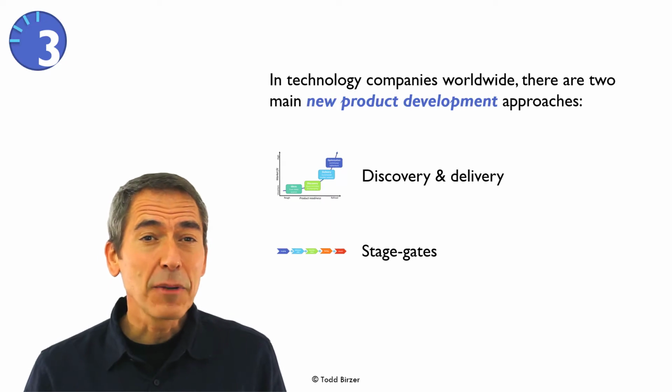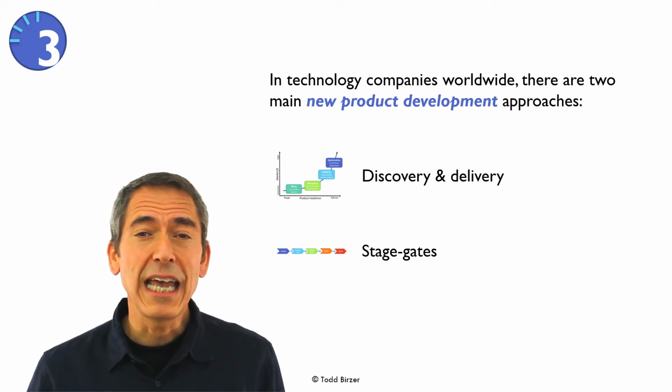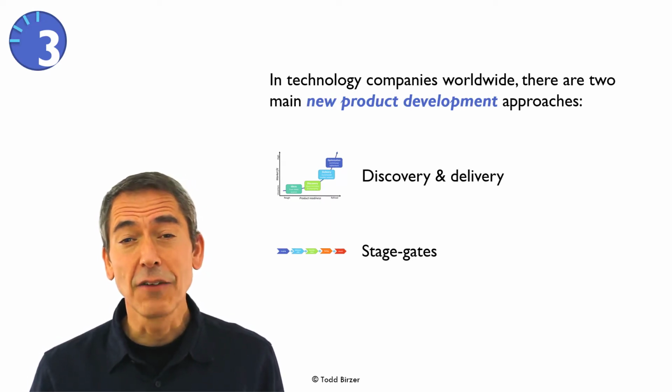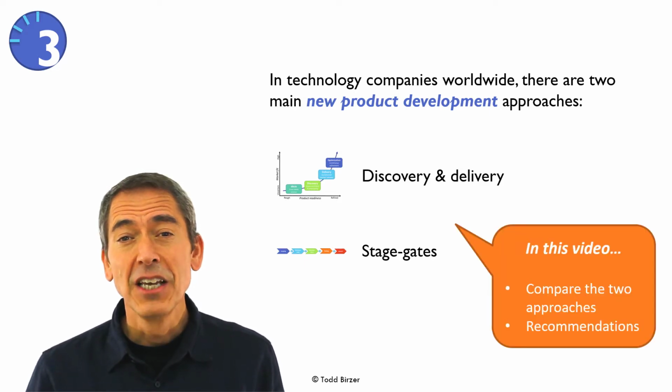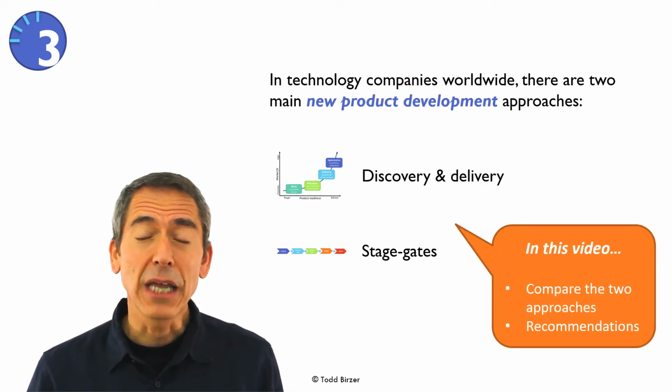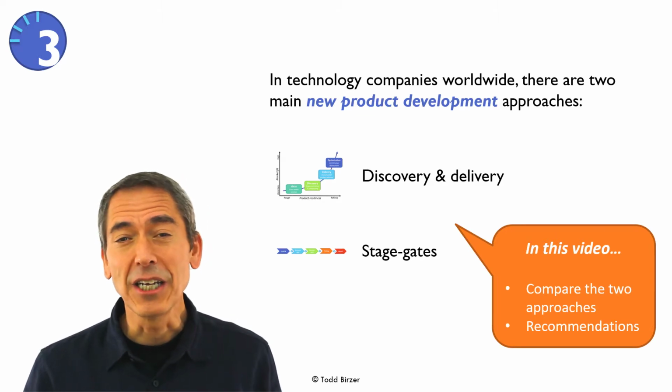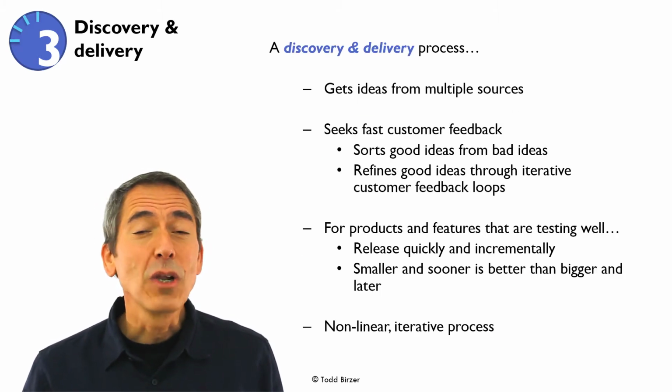So in technology companies worldwide, there's two main new product development approaches: discovery and delivery and stage gates. What I want to do in this video is compare the two approaches and make some recommendations. So let's start with discovery and delivery.